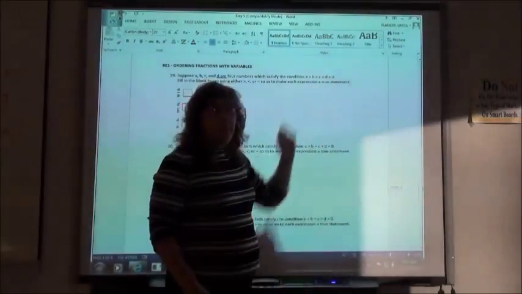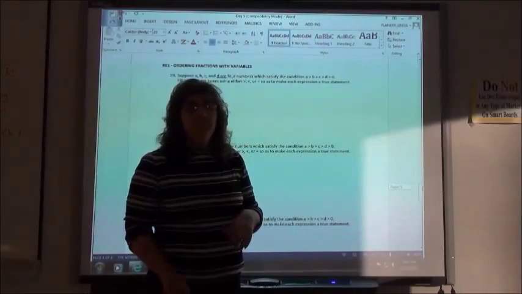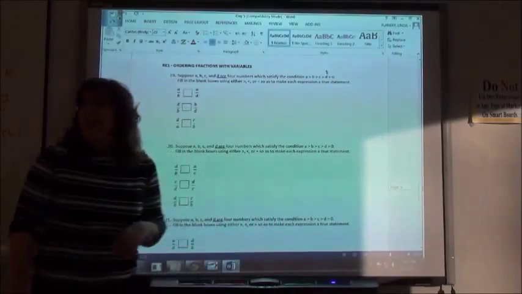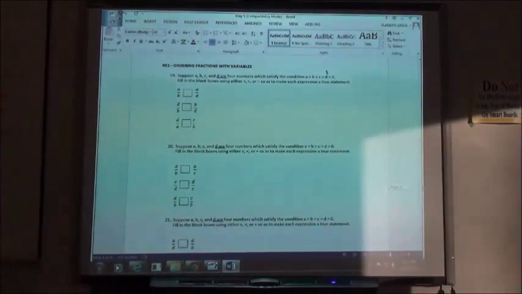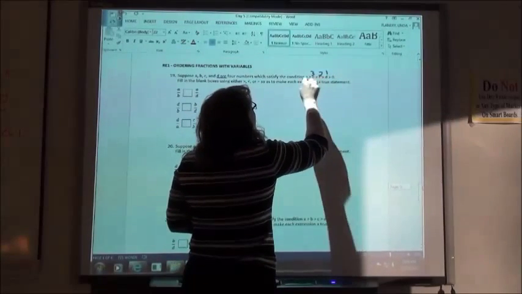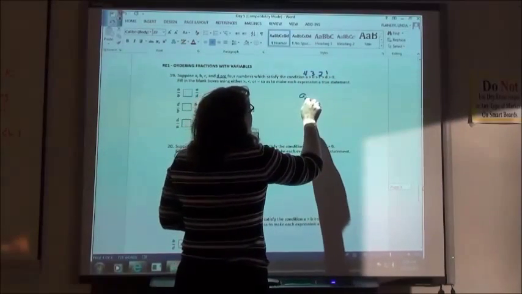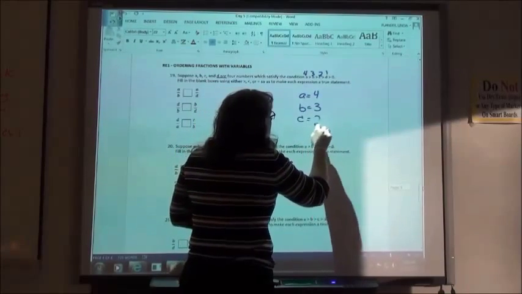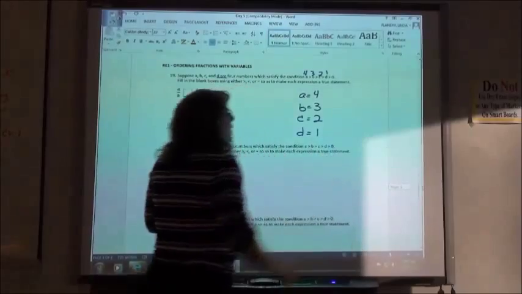What number is bigger than 0? 1, right? You could use a bigger one than that if you really wanted to, but just to keep it easy, we'll just put a 1 there. What number is bigger than 1? 2. Then we have 3, then we have 4. So A is going to be 4, B is going to be 3, C is going to be 2, and D is going to be 1.